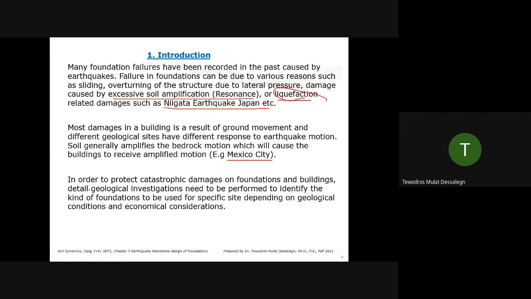In order to protect against catastrophic damage to foundations and buildings, a detailed geotechnical investigation needs to be performed to identify the kind of foundation to be used for a specific site, depending on geological conditions and economic considerations. And in some cases, we may even avoid sites for any kind of construction if it doesn't make sense economically.